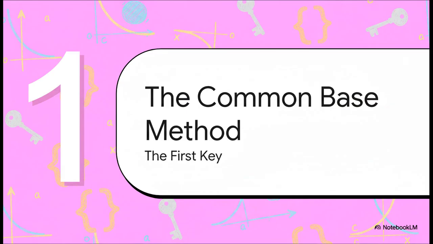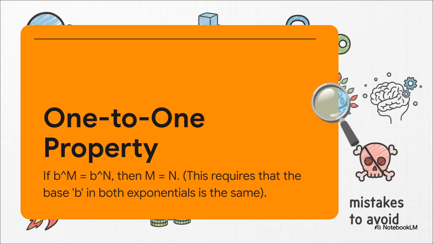Okay, our first tool is the most direct one, the common base method. And when you can use this, it's awesome. It feels like you have the perfect key that just pops the lock right open. This right here is the rule that makes the whole method work. It's called the one-to-one property, and honestly, it's pretty simple. It just says that if you can make the big numbers on the bottom, the bases, the same on both sides of the equation, then their exponents have to be equal.